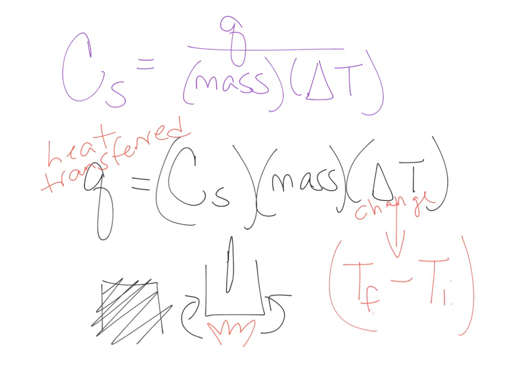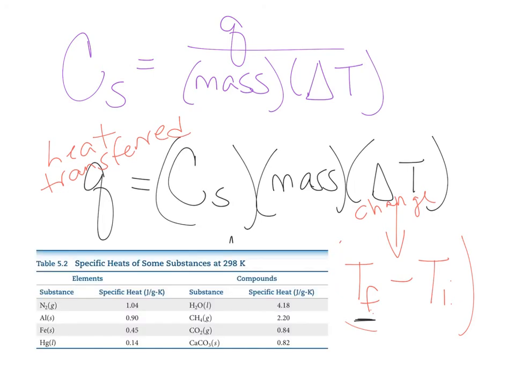So if we add heat, the final temperature will be greater. So this ends up being a positive number, and our heat transferred in would be positive. It's endothermic if we add heat. If heat leaves, then our temperature goes down, so our final temperature would be less. This would end up being a negative number. Our Q then would be negative, and that would make sense because if heat leaves, it's exothermic. So we're going to play with those right now in a sample problem.